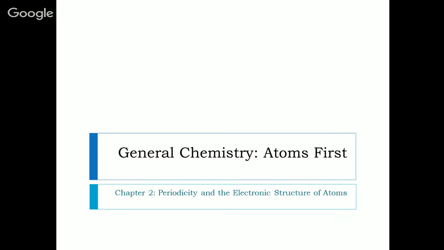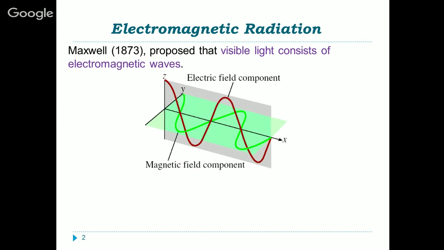Chapter 2, Periodicity and the Electronic Structure of Atoms. This chapter deals with electromagnetic radiation.